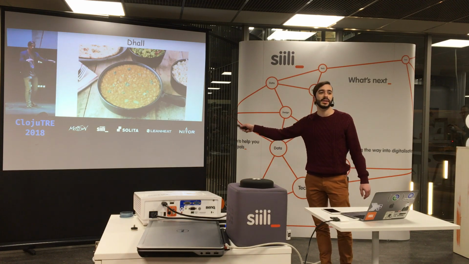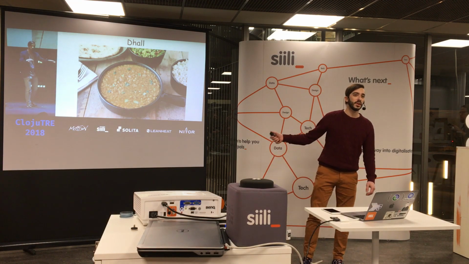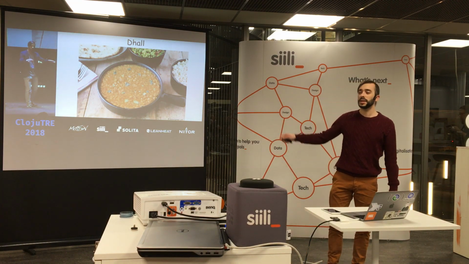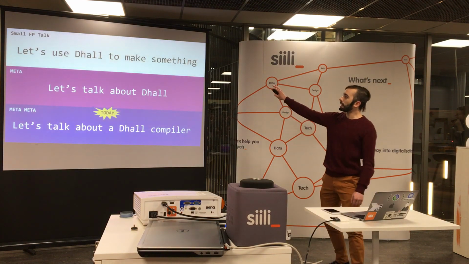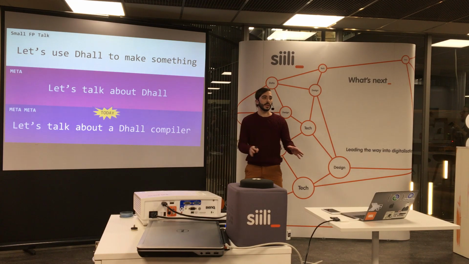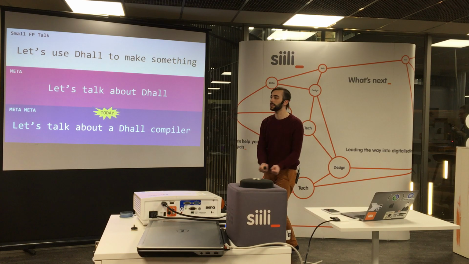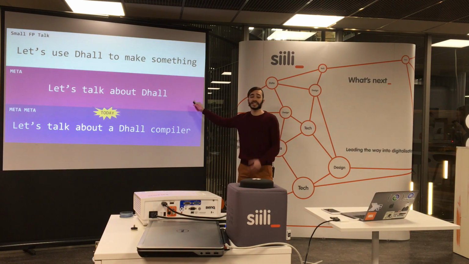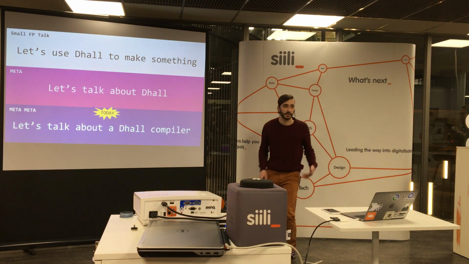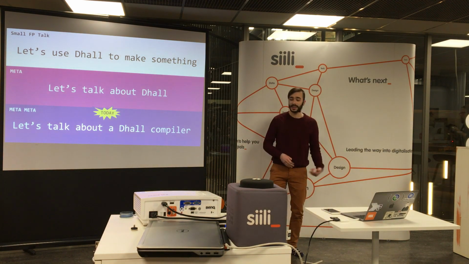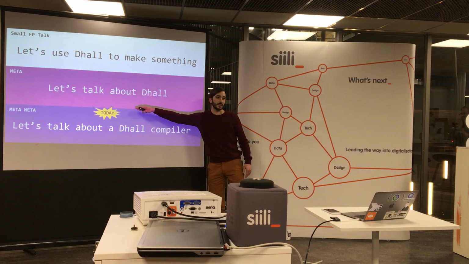So if you were at Clojure, I did a talk about doing DevOps with Dhall, and yeah, Dhall is this great dish. But it is also a language, and in there I did talk about, okay, let's use Dhall to make something cool and actually usable and useful in life. And the meta talk about that would be, okay, let's talk about Dhall itself. And the meta talk would be, okay, let's talk about a Dhall compiler. So going from here to here, it's kind of a string. So today I'll try to be here on the border, right?